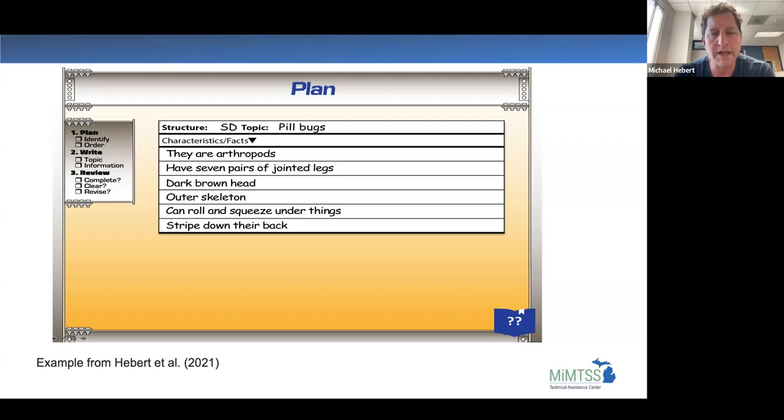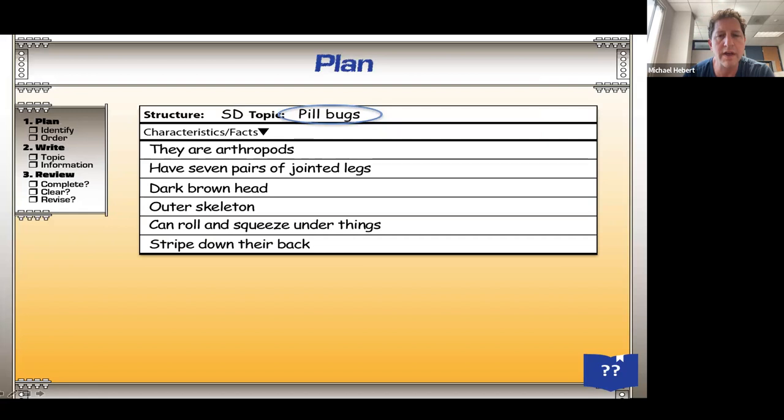Okay, so I teach them a strategy called POW, where they have to plan and write: pick my idea, have an order for the information, and then write. And then I teach them how to walk through this plan. So first I identify the text structure and topic, and I've done that. Now I've got to think of an order for how I want to write this. So what I've got to do here is think about what order I want to put this information in.